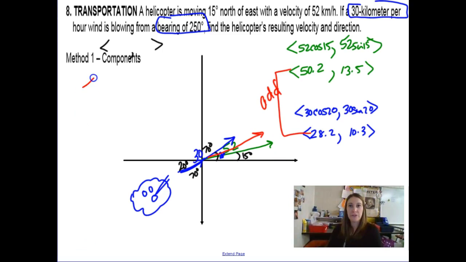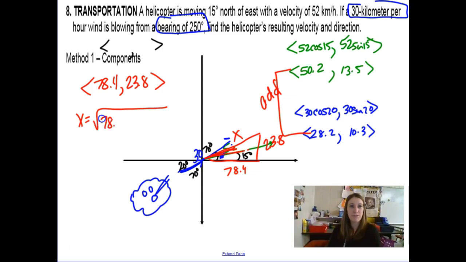So the new vector is, when I add those together, 78.4, comma, 23.8. And if you can envision me creating this new red vector, oh geez, I just made it so much worse, didn't I? And then thinking about what are his horizontal and vertical components. That's what I'm asking you, right? So I know his horizontal component is 78.4, his vertical component is 23.8, and then you need to find the magnitude. We can do that with the Pythagorean Theorem.